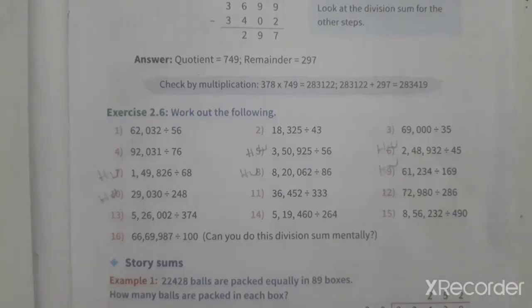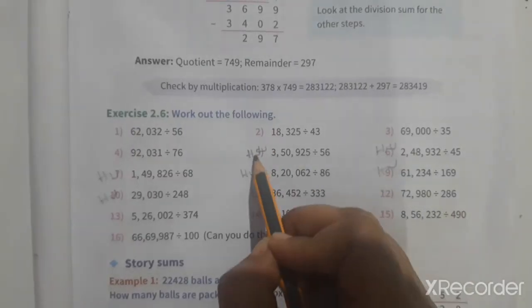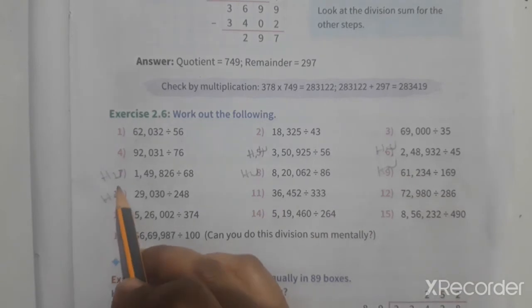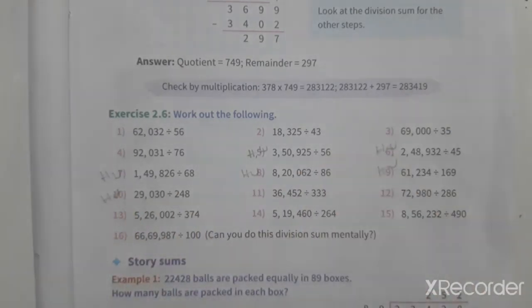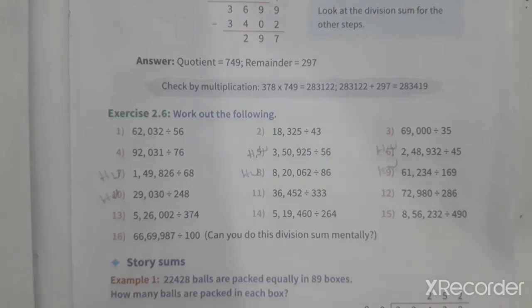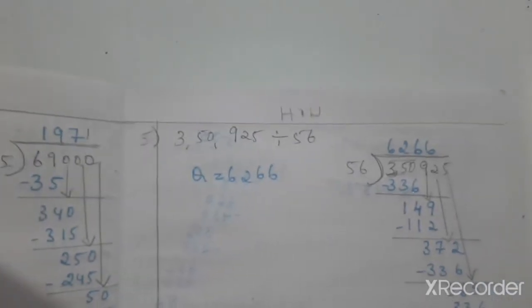Some do-it-yourself sums, children. The 5th one is over, 6th, 7th, 8th, 9th, and 10th are over. I'll just explain with the notes. You first work out yourself, then check and verify the answer. Now the 5th sum, a homework sum.